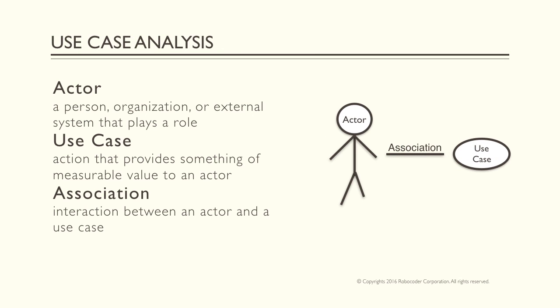There are 3 kinds of notations used in use case analysis. They consist of actor or users, who is a person, organization, or external system that plays a role. This is the object of the object orientation, typically represented by a human icon. A use case is the action that promotes something of measurable value to an actor or user, typically represented by an oval shape. Association is just a link, linking the above actor and action together.